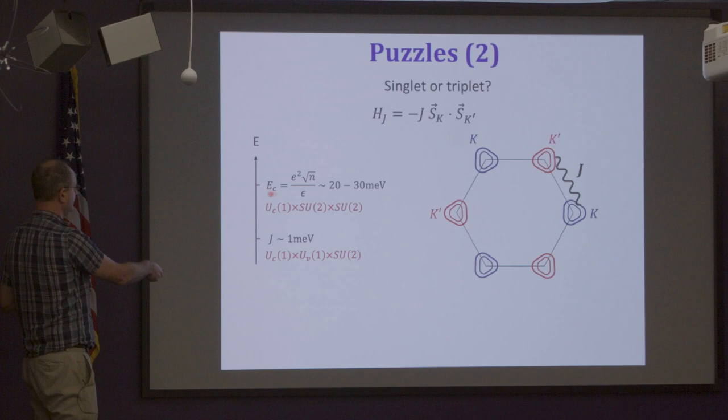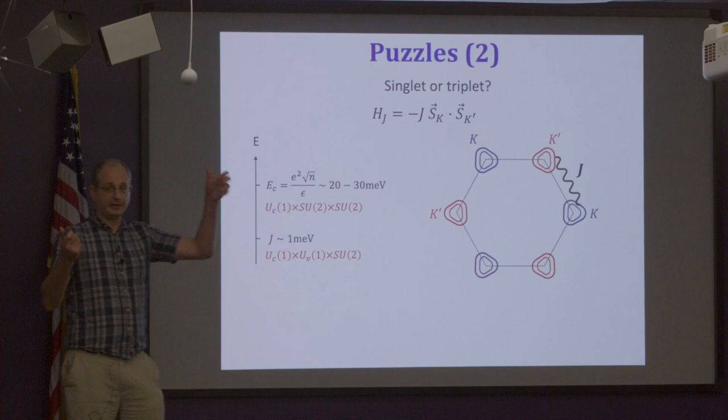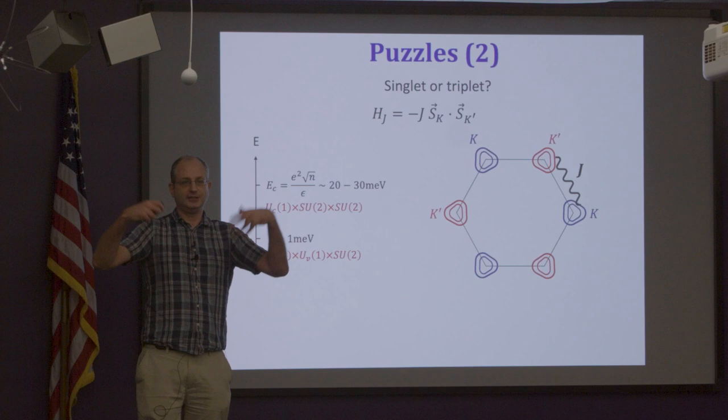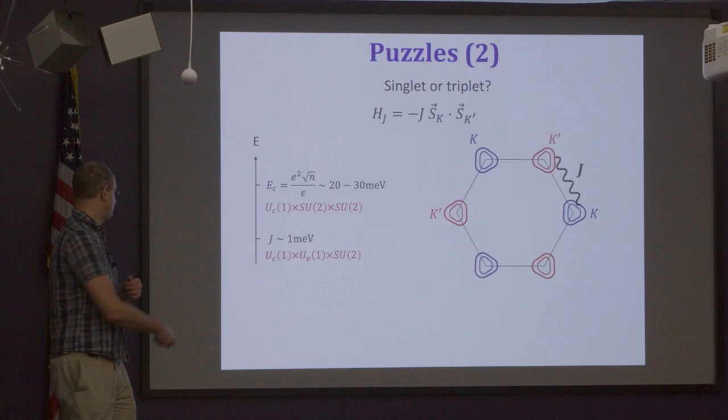But then there's a separate SU2 symmetry for each valley. You can rotate the spin in valley K prime relative to the spin in valley K with zero energy cost. So that's the symmetry of the long range part of the Coulomb interaction. That's a density-density interaction. It doesn't care about the relative spin of the two valleys. And only at a much lower energy scale do you break the symmetry down to the physical symmetry, which is U1 charge times U1 valley times SU2.